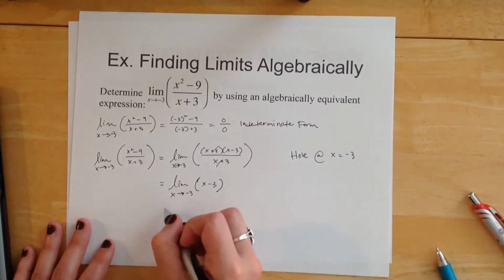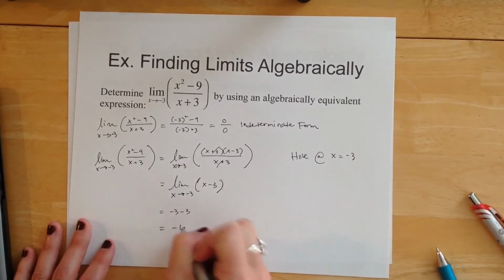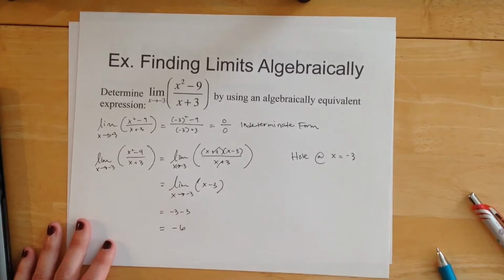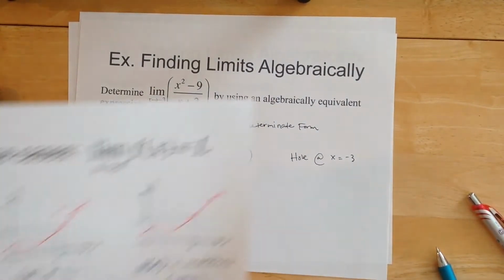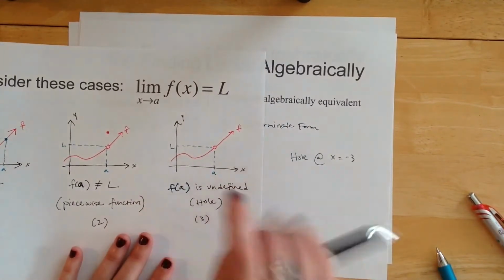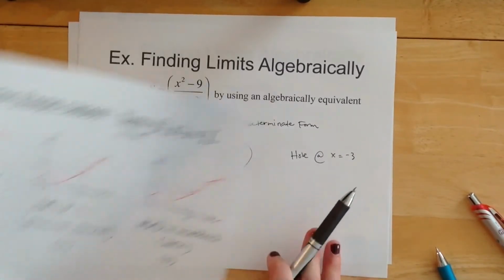This is a polynomial, so if I substitute negative 3 in, we get a limit of negative 6. So the limit here is negative 6. This would actually be an example of case number 3 where the limit does exist. There's just a hole at x equals negative 3.